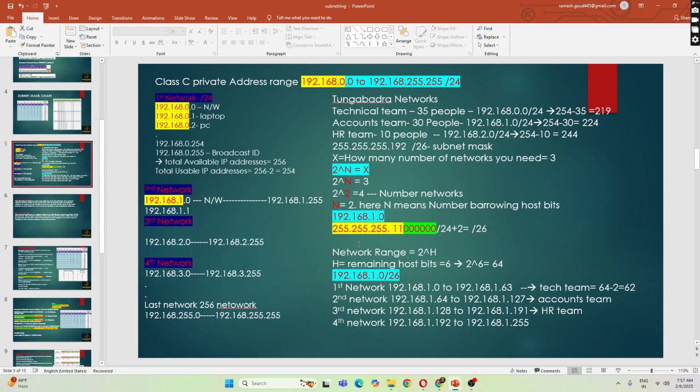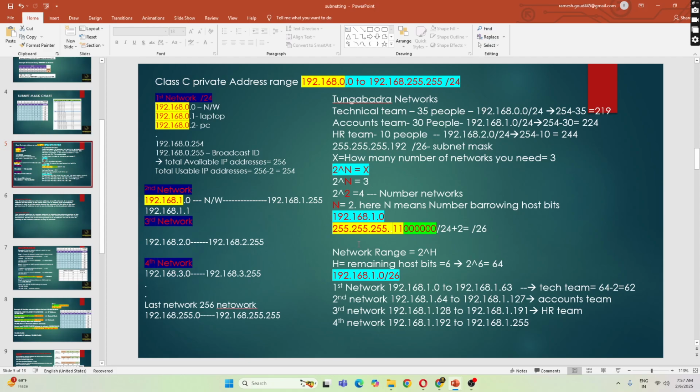Phrase it correctly. This is not a proper answer. You should not explain subnetting like that. It divides one single network into multiple networks. You should not tell it in a single sentence. You are candidates trained from Tungabhadra networks. You have to clearly tell them. The interviewer should be impressed.